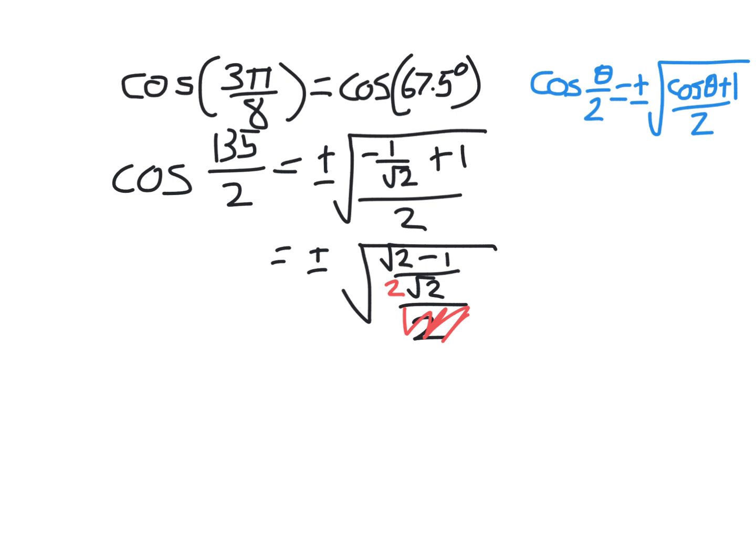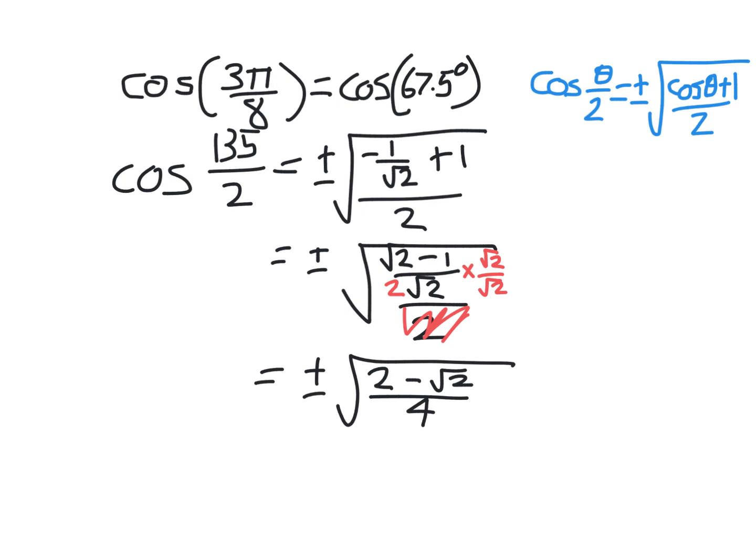So now I'm going to rationalize the denominator of this fraction. I'm going to times top and bottom by root 2. So I'm left with plus or minus the square root. Now root 2 times root 2 is obviously 2, and 1 times root 2. And then on the bottom, 2 root 2 times root 2 just equals 4.